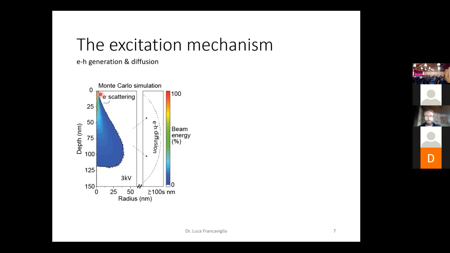These are Monte Carlo simulations where you look at the energy deposited in HBN for a 3 kV electron beam. And what we see is that we have a lot of the energy of the electron beam that is already deposited within very few tens of nanometers from the HBN surface. And even radially, the localization is even stronger. So we have a tiny probe in HBN due to the first interaction of electrons.